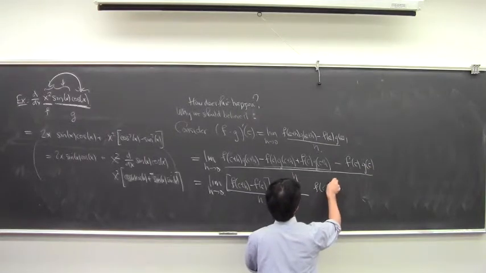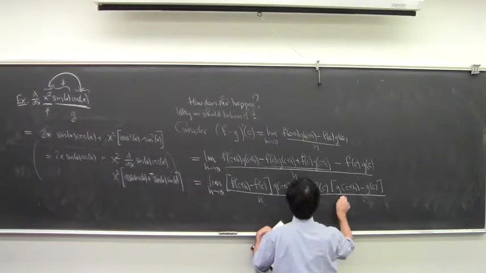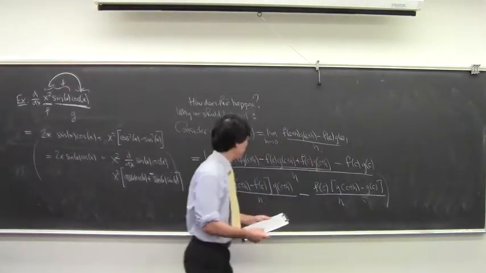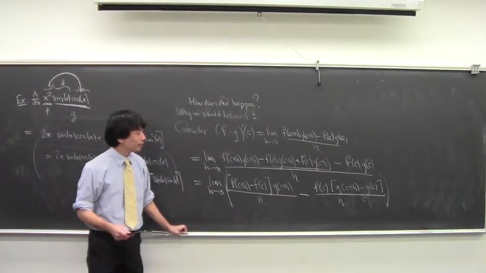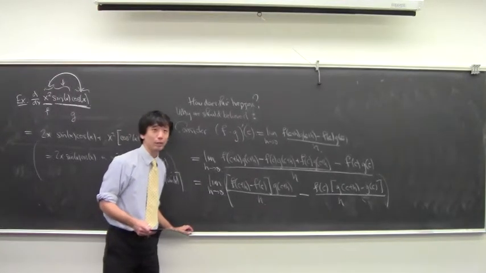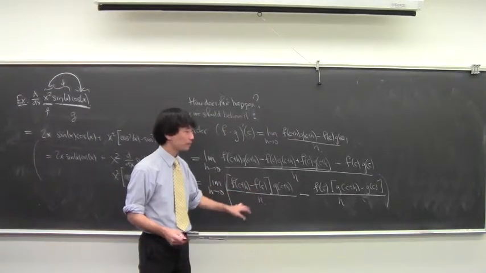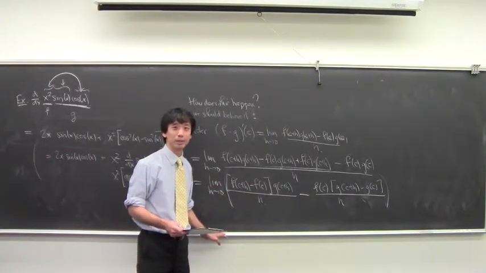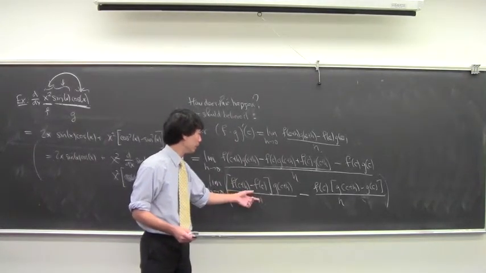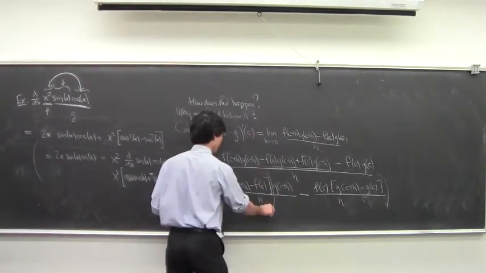Over here, you see what you get. You get g of c plus h minus g of c, everything over h. Maybe now you're starting to see what happens. It's starting to take form here. What happens to this thing here?